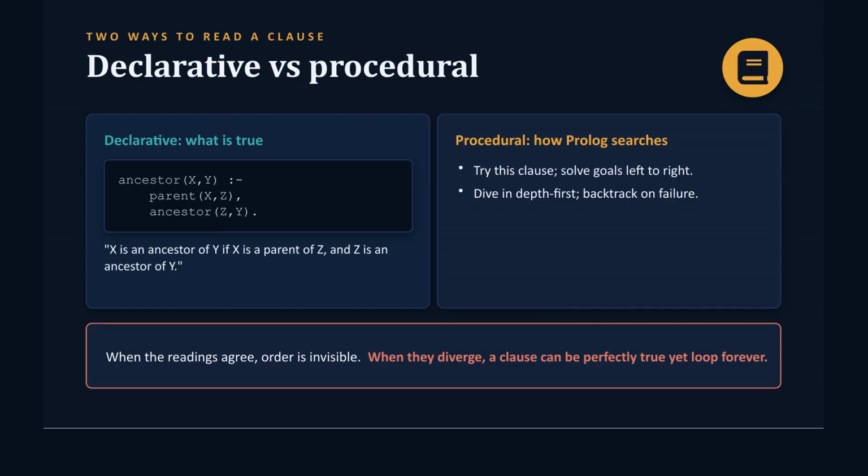Every Prolog clause can be read two ways. The declarative reading asks, what does this say is true? Ancestor of X and Y holds if X is a parent of Z and Z is an ancestor of Y. The procedural reading asks, how will Prolog actually search? It tries this clause, solves the first goal, then the next, backtracking when something fails. When the two readings agree, you can ignore the procedural one. The trouble starts when a clause is declaratively correct but procedurally disastrous, perfectly true, yet it loops forever. To write Prolog that runs, you must hold both readings in your head.